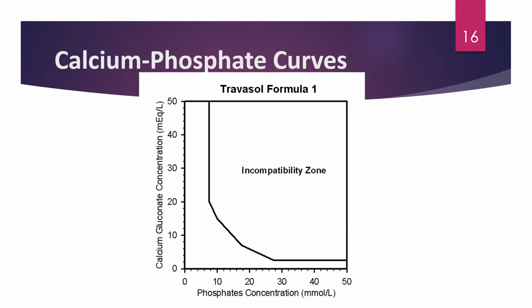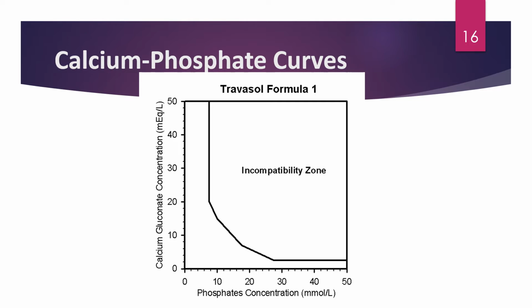So in this example, where we have 40 milliequivalents per liter of calcium and 20 of phosphate, that would actually end up in this zone, which we call the incompatibility zone. If you are in the incompatibility zone, there's going to be a high likelihood that your calcium and phosphate are going to precipitate, and that's not going to be a good thing. We don't want that to happen. We ideally want to stay in the area that is basically not the incompatibility zone.